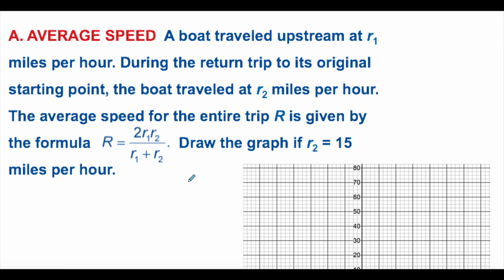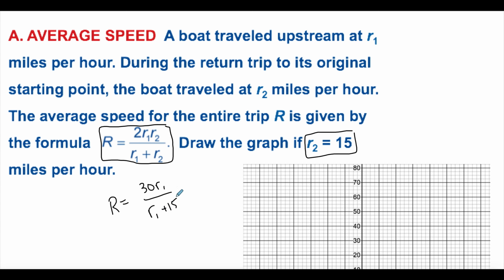I know this looks kind of ugly, but if you read it, it has a formula here. And then it just tells me to graph the function if R2 equals 15. So you just plug in 15 for R2. So this is 2, R1, R2, all being multiplied. So that 2 and 15 would multiply, so I would have a 30 R1 on the top, and then down here I would have R1 plus 15. This is the same thing as saying 30x over x plus 15, and then you would just graph the two of them, okay?